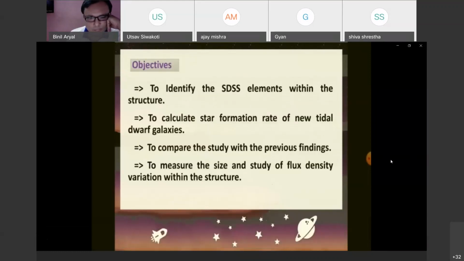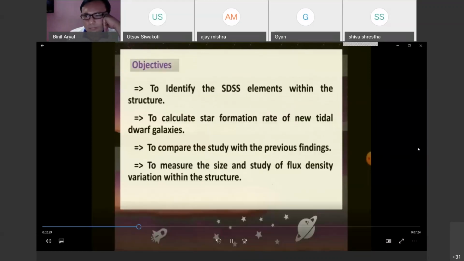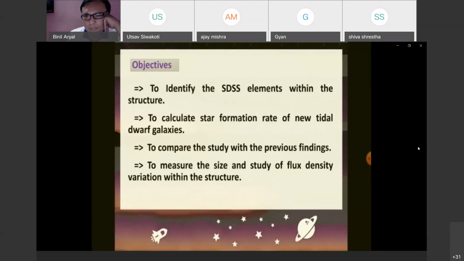The main objectives of our study are to find the SDSS elements within the structure and to calculate the star formation rate of the dwarf galaxies, to compare the study with the previous findings, in addition to measuring the size of the structure and the flux density variation within the structure using the photometric technique.